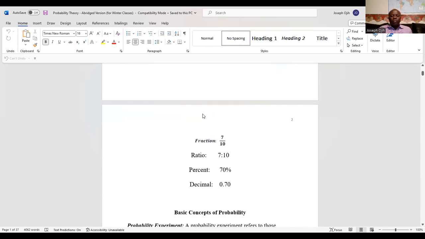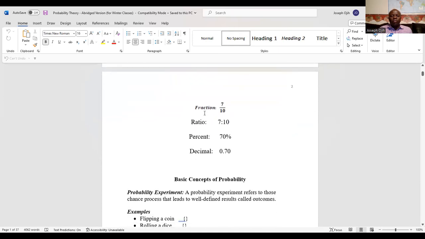Now, this is how we write probability. Let's say the chance of the event happening is 7 out of 10. We can write it as a fraction, 7 over 10. Or we can write it as a ratio, 7 to 10, or as a percent, 70%. These are different ways of writing the probability of an event occurring. We can also write it as a decimal, 0.7, which means 70% or 7 over 10. They all mean the same thing, depending on what the question says.